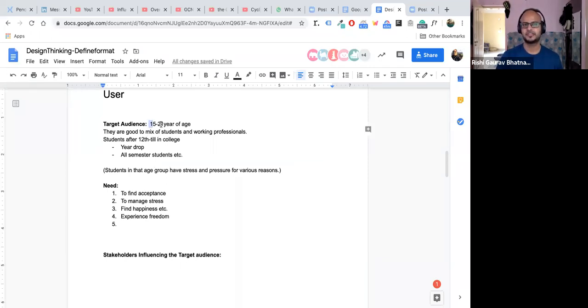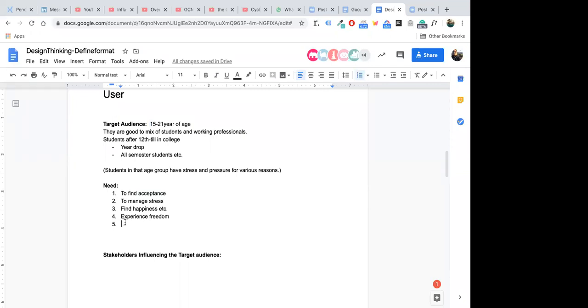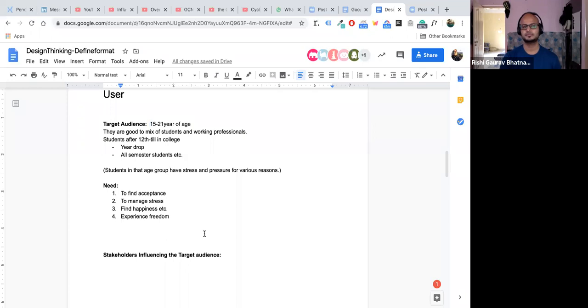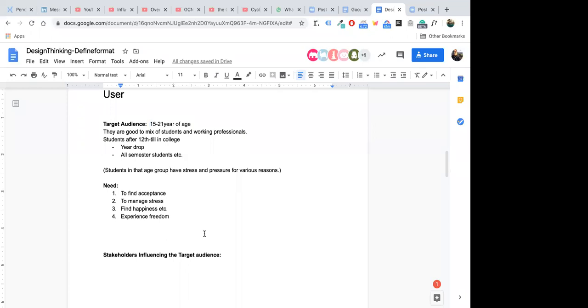Target audience is, say, 15 to 21 years of age. These are students after 12th in college across colleges. What is their need? Their need is to be able to manage stress. Their need is to be able to find acceptance. Their need is to be able to find happiness, freedom. Deepika, anything else that you would like for me to add here? No, I was thinking the same. It covers all. It's all about finding happiness and acceptance.